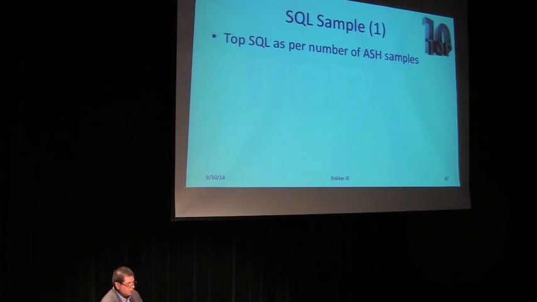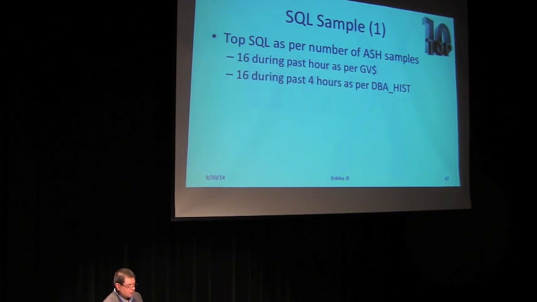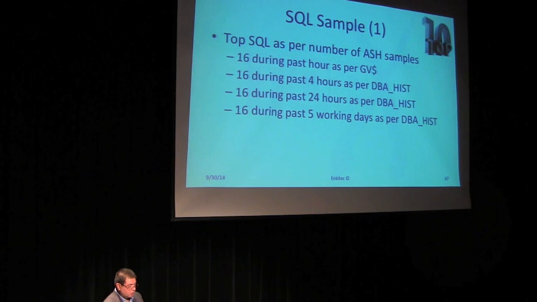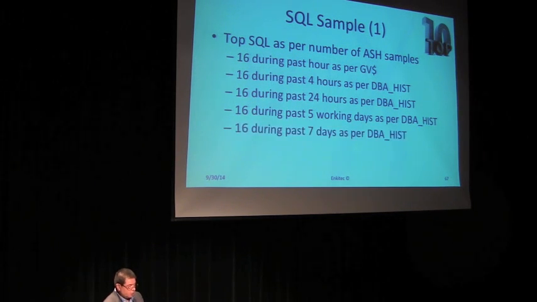What we're doing is looking at the top SQL according to ASH. Why? Because ASH basically includes everything. It's going to tell you, if this SQL is consuming a lot of CPU, it's going to be on ASH. If it has many waits, it's going to be on ASH. So you look at ASH as the number of samples that you have per SQL for different time intervals, like the past 1 hour, or the past 4 hours, or the past 24 hours, or the past 5 days, or the past 7 days.